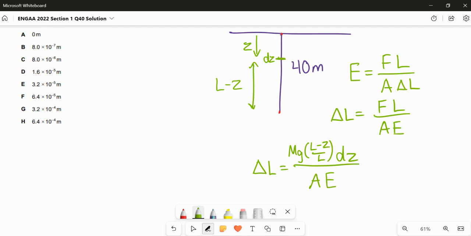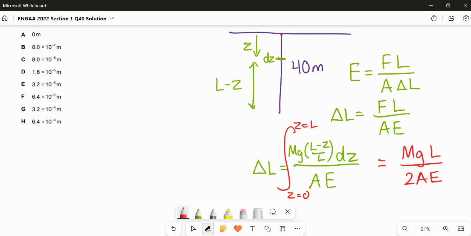So if we wanted to get the total extension, we'd need to sum, so large S, sum up all these extensions. So I'd need to integrate this term between z is 0 at the top and z is L at the bottom. So we'd be adding up each little bit of force times dz. Now, you could carry out this integration and you'd get an answer of mgL over 2AE. But I want you to think about how we could have got this answer quite simply.